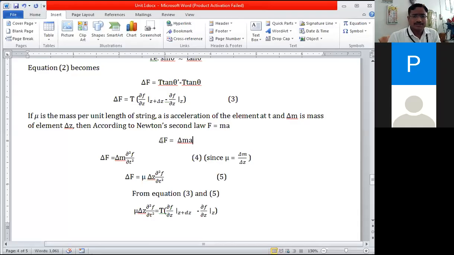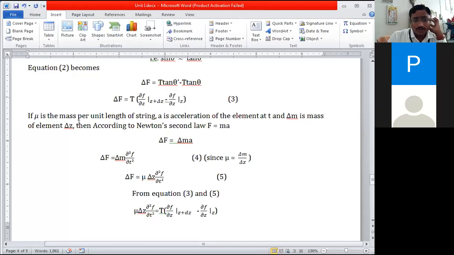Now we have substituted this one. Delta F is equal to delta m into A. What is A? A is nothing but the acceleration, which is termed as dou 2f by dou t square. So therefore delta F is equal to delta m into dou 2f by dou t square.